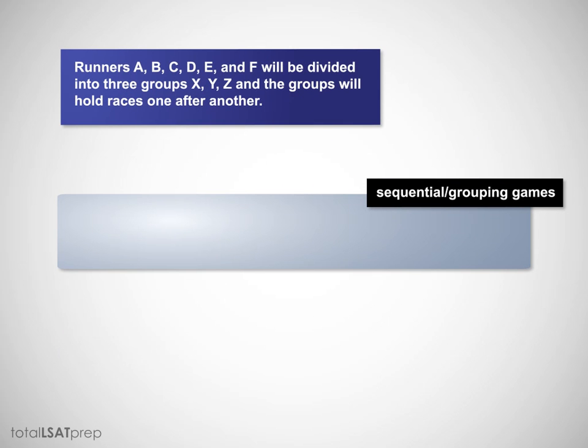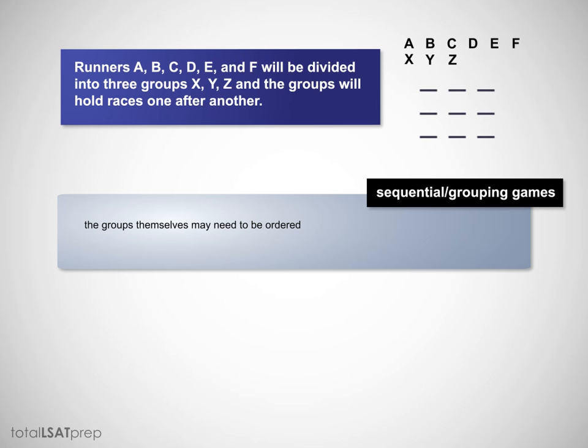It says that runners A, B, C, D, E, and F will be divided into 3 groups, X, Y, and Z, and the groups will hold races one after one another. So here we see that it's divided into 3 groups, and those groups race one after another. So that lets us know that groups may need to be ordered, not just the elements within the groups. And here we could have Y, X, and Z being the order of the groups, Y first, then X, then Z, and B, D is in Y, A, C is in X, E and F are in Z.